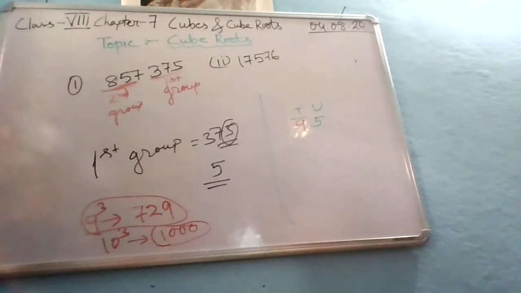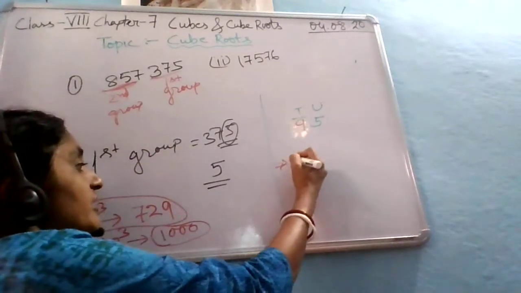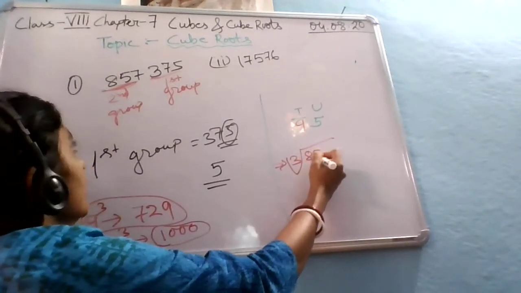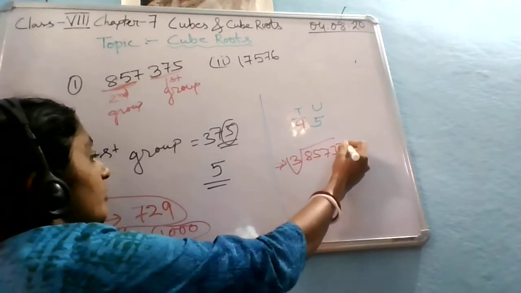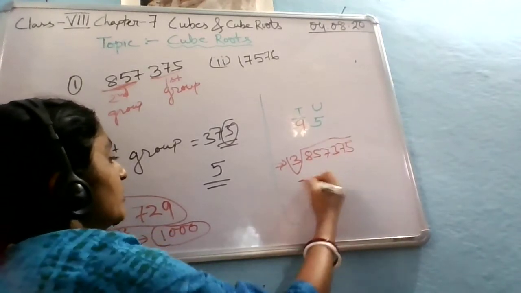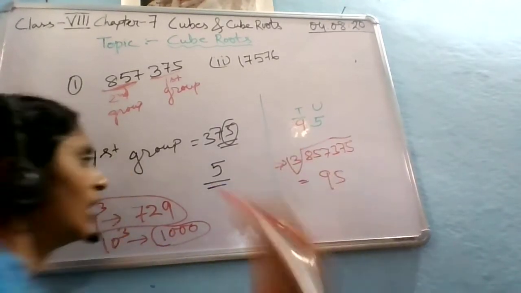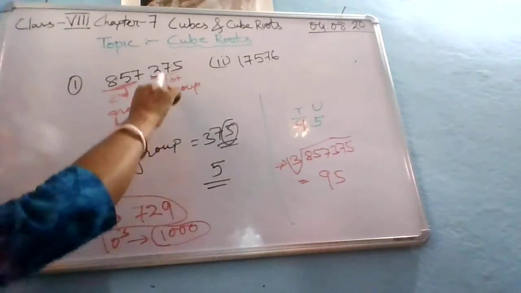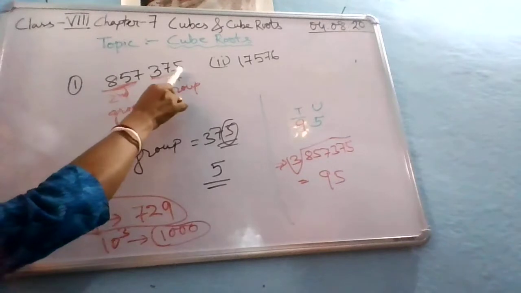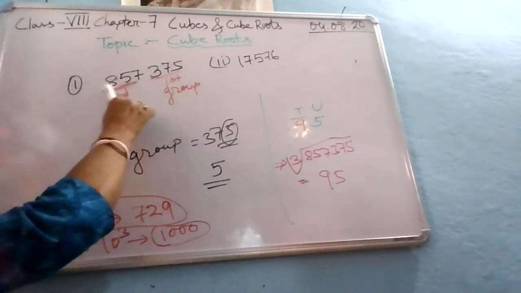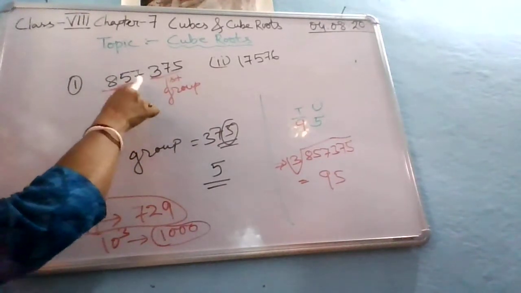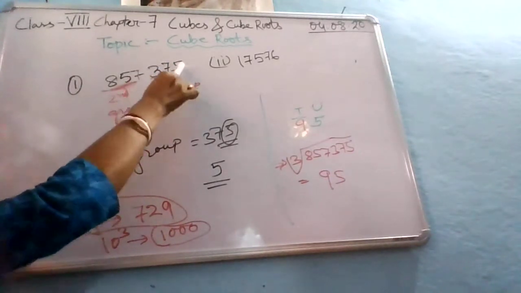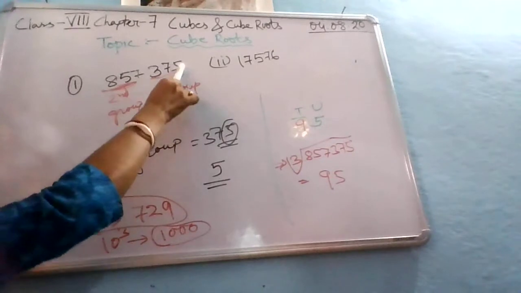This is my answer. So here we can write the cube root of 857,375 is equal to 95. How have we got this answer? I am repeating the same, please follow it carefully. First, we have divided these numbers into groups of 3. It might not be a complete group of 3. Suppose it is a 4-digit number, so here you will get only 1 digit. But here it is given 3 digits, so let's consider this one.